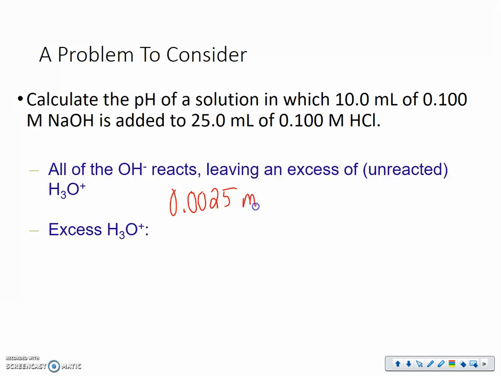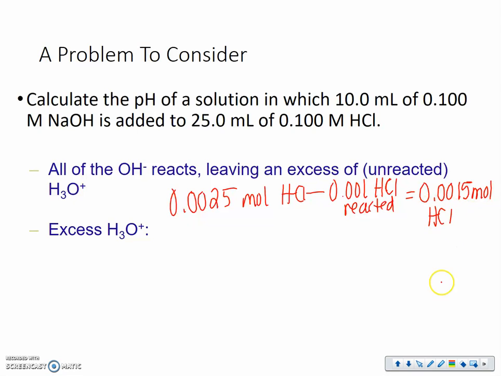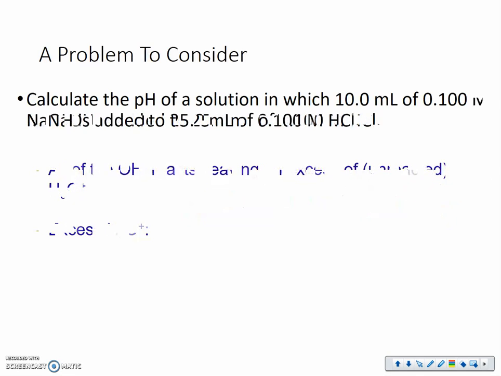Okay, so we started out with this amount of HCl. We reacted that much. So we have 0.0015 moles of HCl left over that are just excess. So that's what's going to impact the pH.